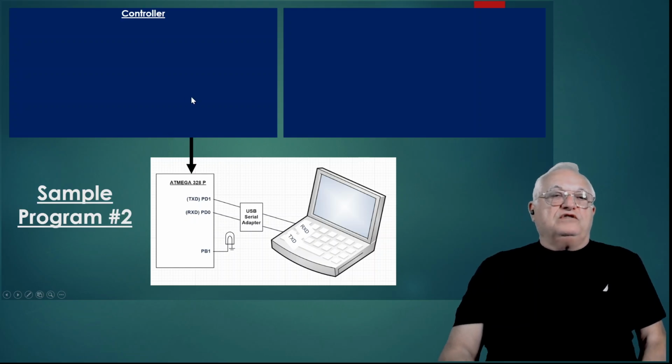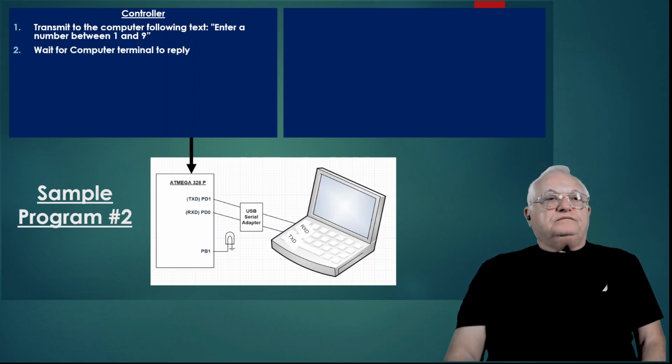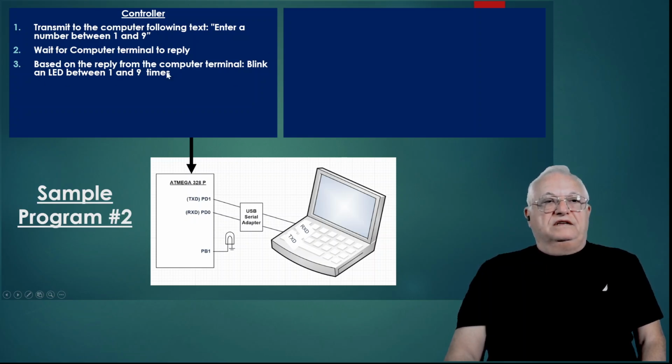So again, this is going to be the controller. Transmit to the computer the following text: Enter a number between 1 and 9. That's the menu that is going to be displayed on the laptop. Wait for the computer terminal to reply. Based on the reply from the computer terminal, blink the LED between 1 and 9.